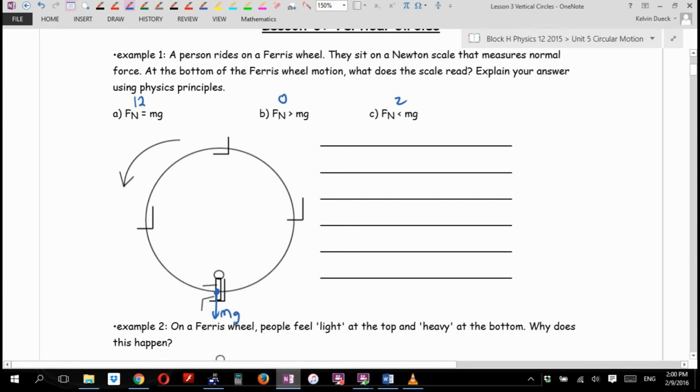What path is this person tracing out? Where must the winning force be pointing? Toward the... What force is that? Does the normal force have to be bigger, smaller, or the same size as gravity if you're moving in a circle and you know that the winning force has to be pointing towards the middle?